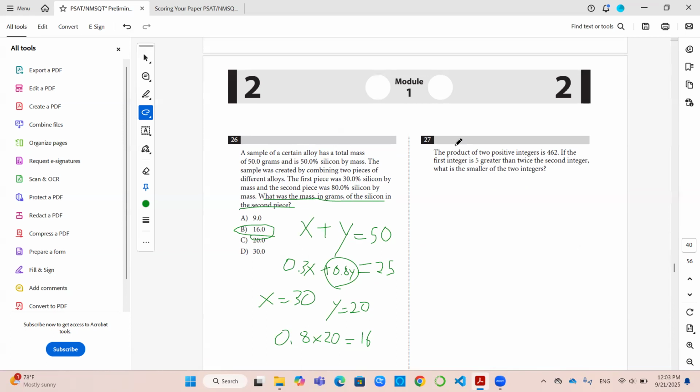The product of two positive integers is 462. If the first integer is 5 greater than twice the second integer, what is the smaller of the two integers? So we have this here. I'm going to substitute x for 5 plus 2y, so it becomes 5y plus 2y squared, which is equal to 462. It's because I have something like this.